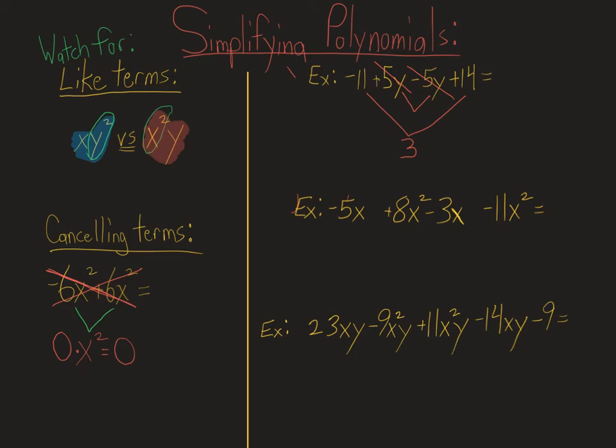All right, next one. I've got some x squareds here, so I'll put those guys together. That's an 8 and a negative 11, which is a negative 3. This is our integer skills we always use. And remember, like terms, an x squared and an x squared are going to stay x squareds.